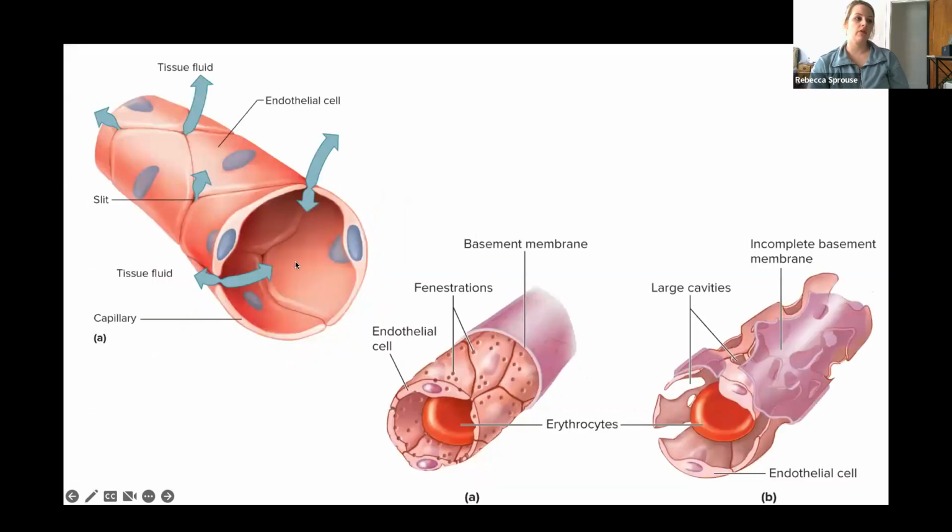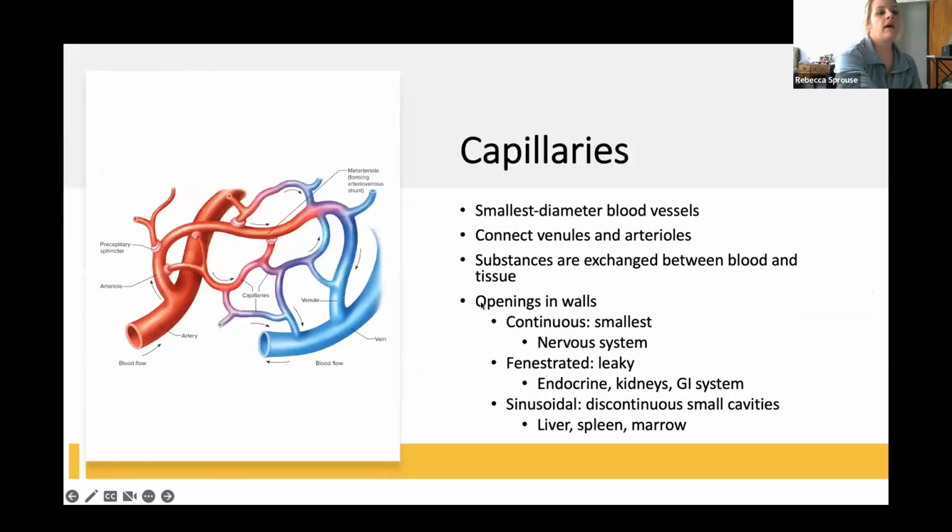So here's a picture of all of these. Here is a continuous capillary. You can see how tightly packed together these cells of this capillary are. Blood would be flowing through right here. And some stuff can get out, but not a whole lot, right? Water and some small gases can get out, but larger substances cannot.